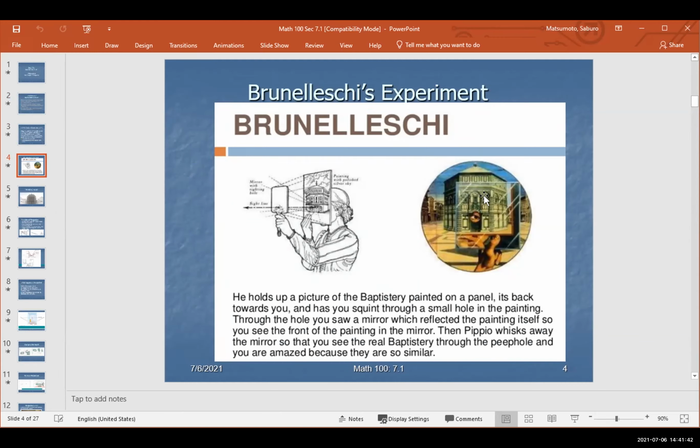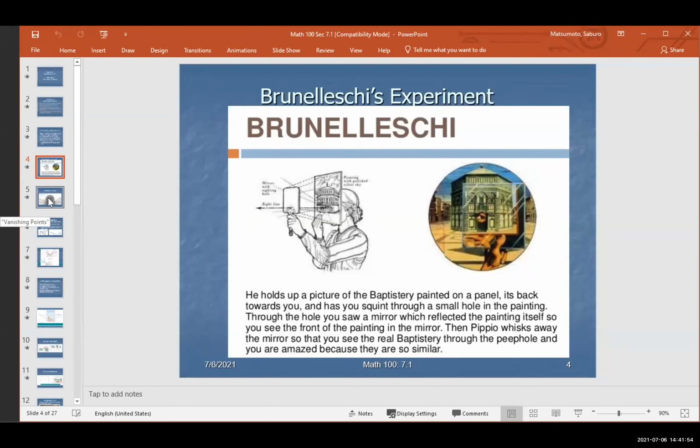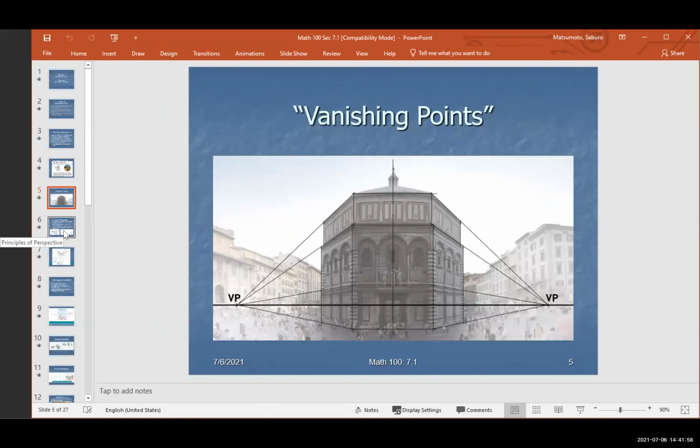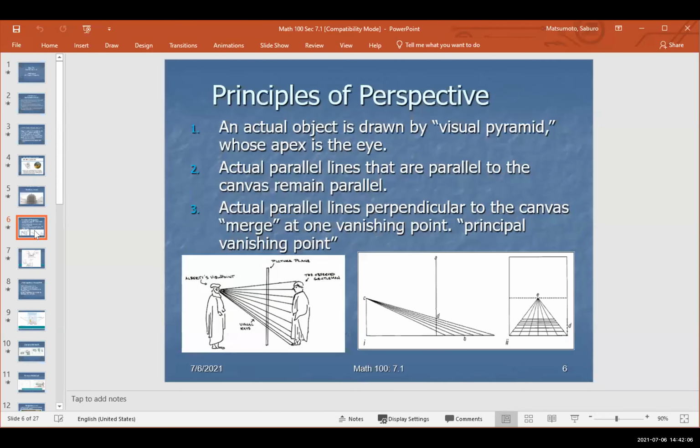He drew the picture and he challenged passersby to look through the mirror, and then he would move the mirror to let them see the actual baptistry and see how similar his picture is to the real thing. And so this is what he drew. This building is still there, by the way, in the middle of Florence. I would strongly encourage you to go and see it if you are able to someday.